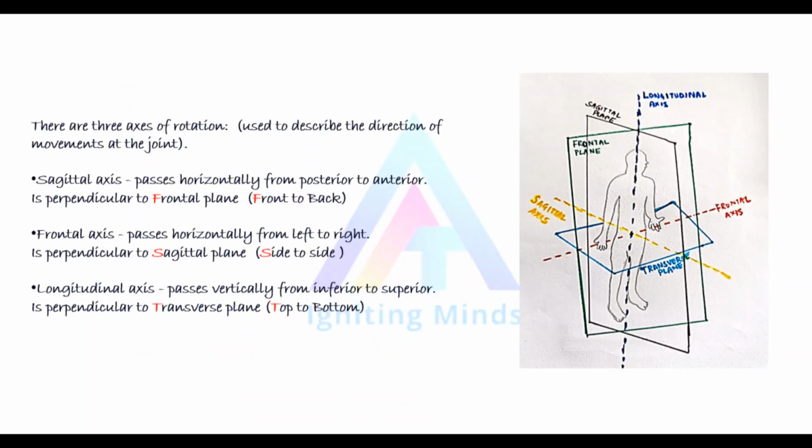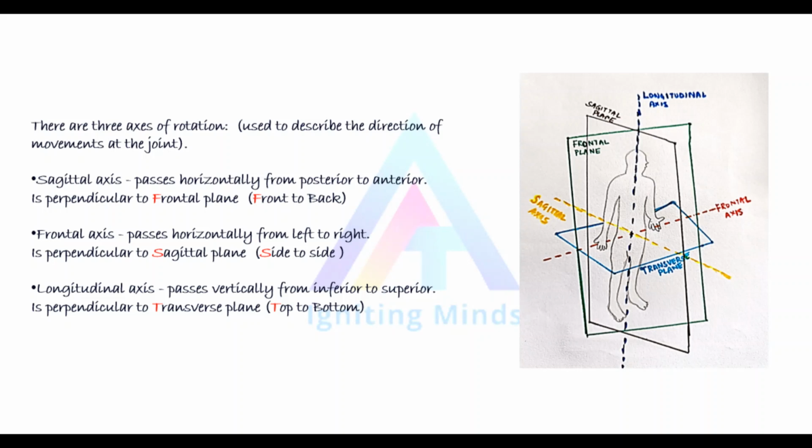Please follow this diagram. I'll tell you a very easy method to remember this. There are 3 axes of rotation, and all the 3 axes are imaginary lines that run perpendicular to the imaginary planes in our body. So first is sagittal axis. Sagittal axis is perpendicular to frontal plane. What is frontal plane? Frontal plane divides the body into an anterior and posterior part. So this sagittal axis runs from front to back.